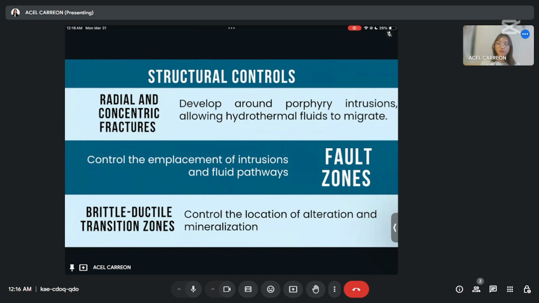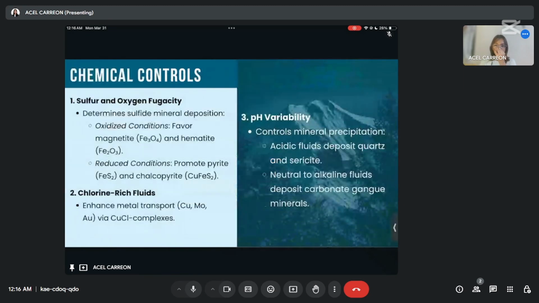migrate. The next one is the fault zones, which control the emplacement of intrusions and fluid pathways, and the brittle to ductile transition zones that control the location of alteration and mineralization. The chemical controls include the sulfur and oxygen fugacity, which determines the sulfide mineral deposition and is characterized by two types: oxidized conditions and reduced conditions, where oxidized conditions favor magnetite and hematite formation, and reduced conditions promote pyrite and chalcopyrite formation.